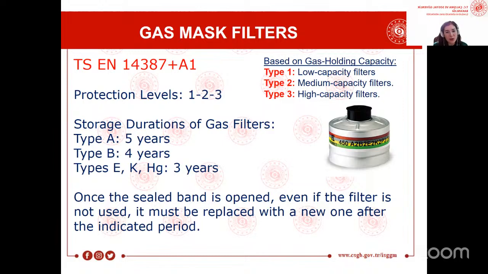And based on gas holding capacity, these are the types of the filters. Type 1 is for low capacity filters. Type 2 is for medium capacity filters. Type 3 is for high capacity filters. Once the sealant band is opened, even if the filter is not used, it must be replaced with a new one.